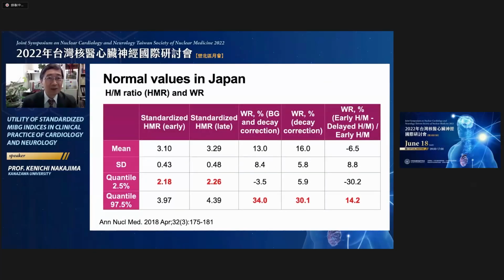So if we summarize normal values in Japan, probably these values are true for Taiwanese, and now the standardized HMR normal lower limit is 2.2. Here, late, it's 2.26, so almost 2.2. And as for the washout rate after background and decay correction, it's 34% or 30% around here.